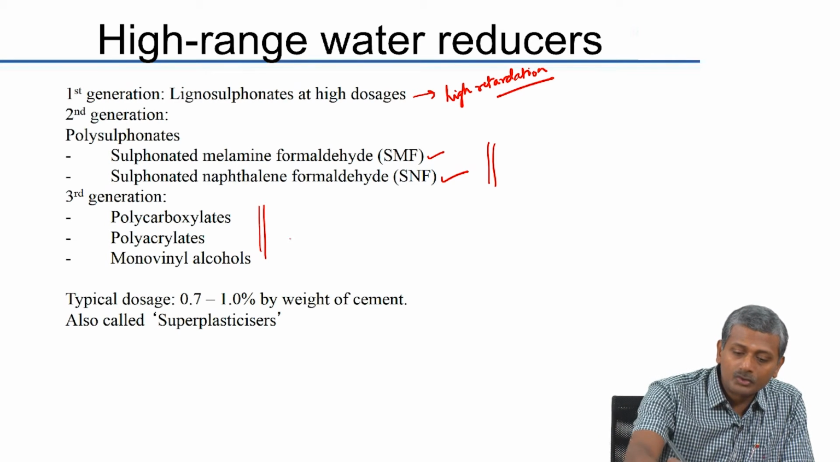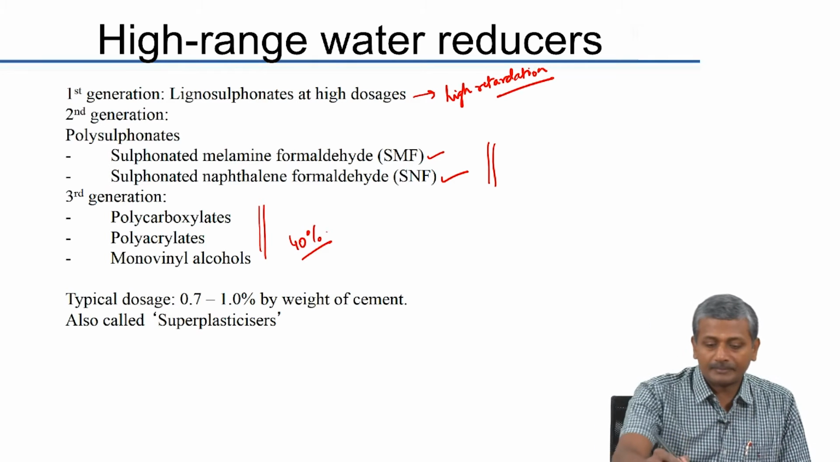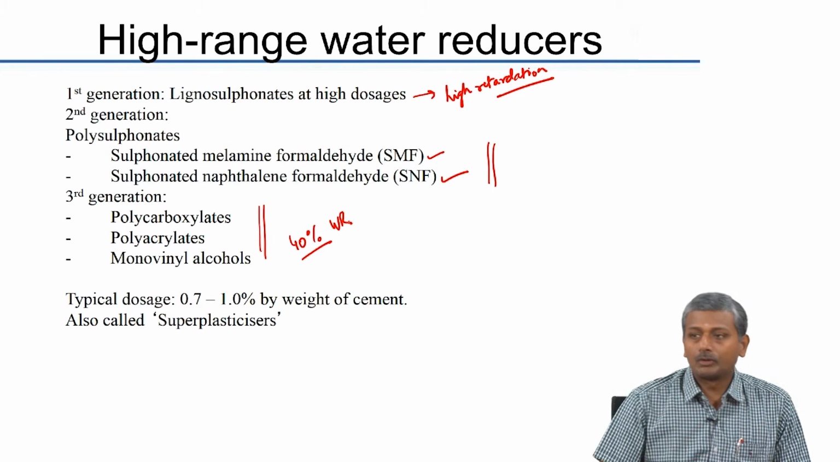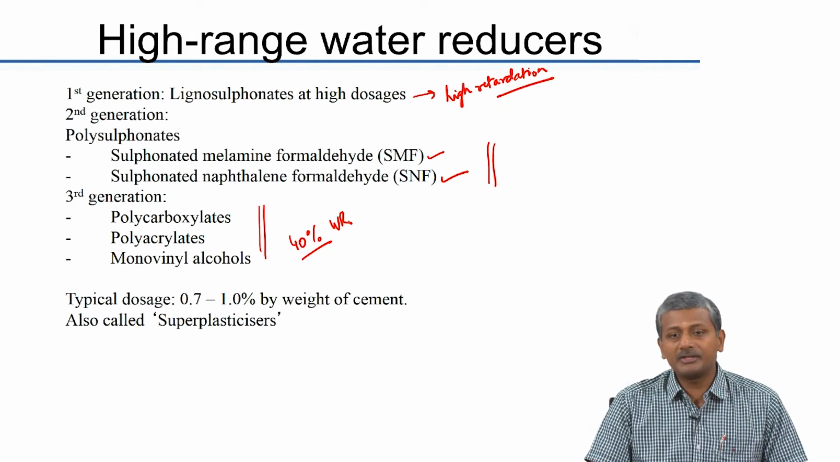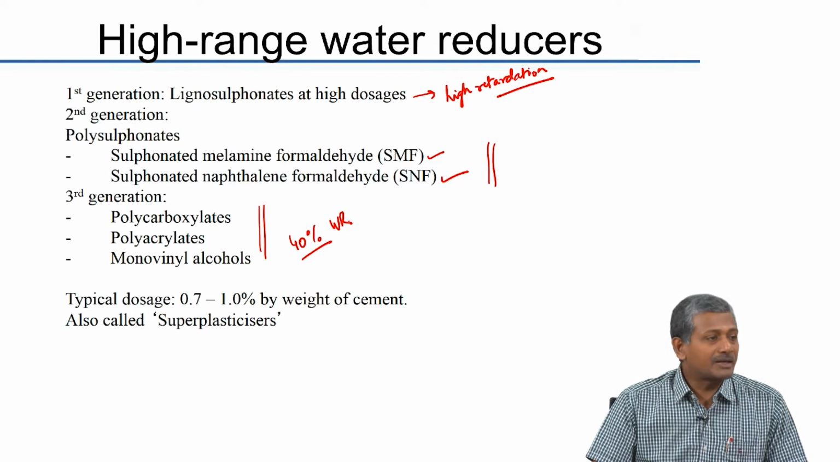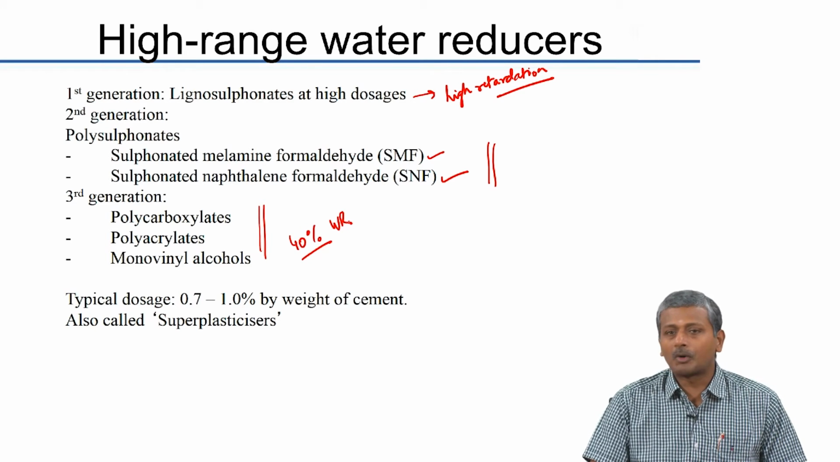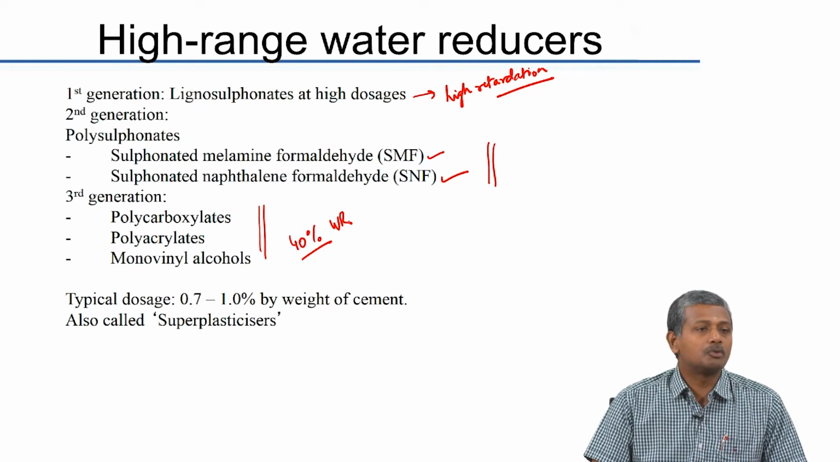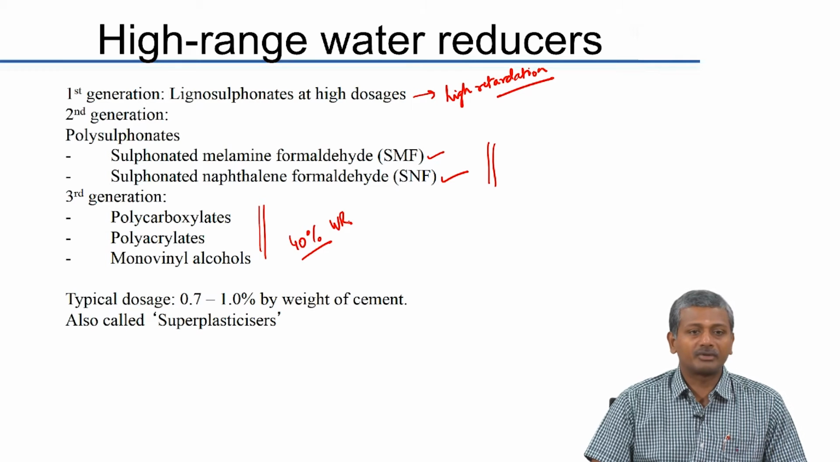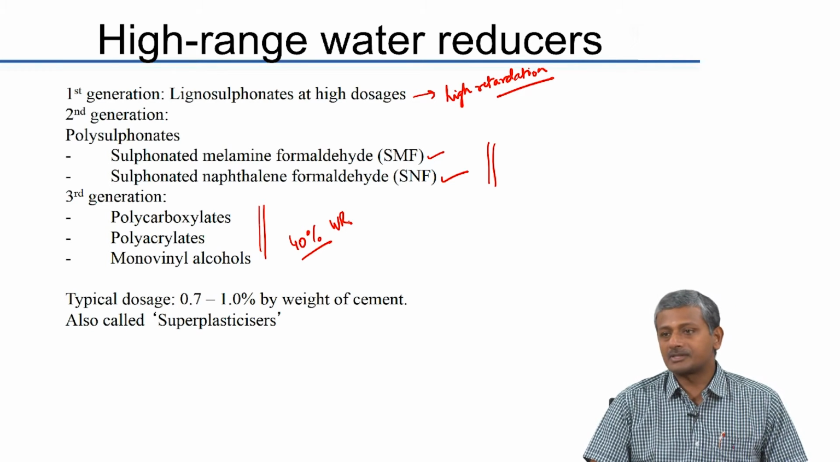Today if you use these you can actually get up to 40% water reduction. That means you can practically turn a zero slump concrete into a flowing concrete. That is the extent of impact that these superplasticizers can actually have. So, today most probably when you have a self compacting concrete you would be using a polycarboxylic ether based superplasticizer.